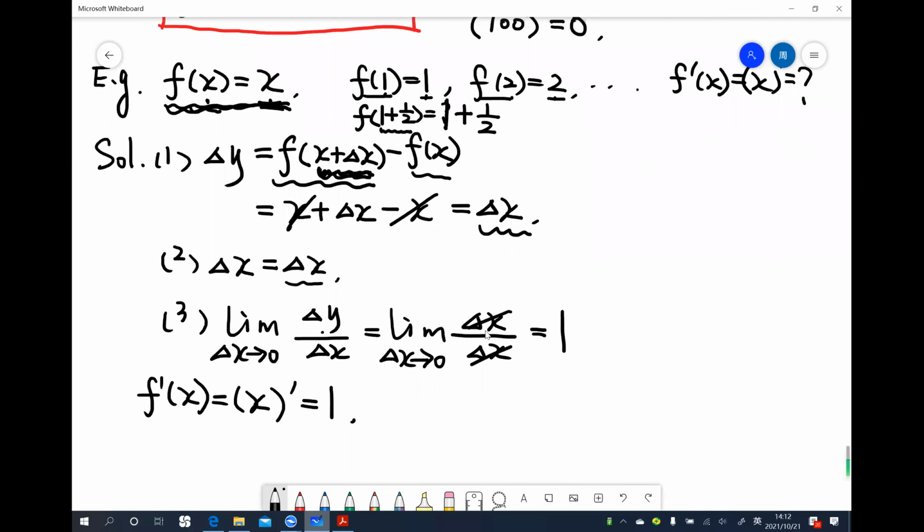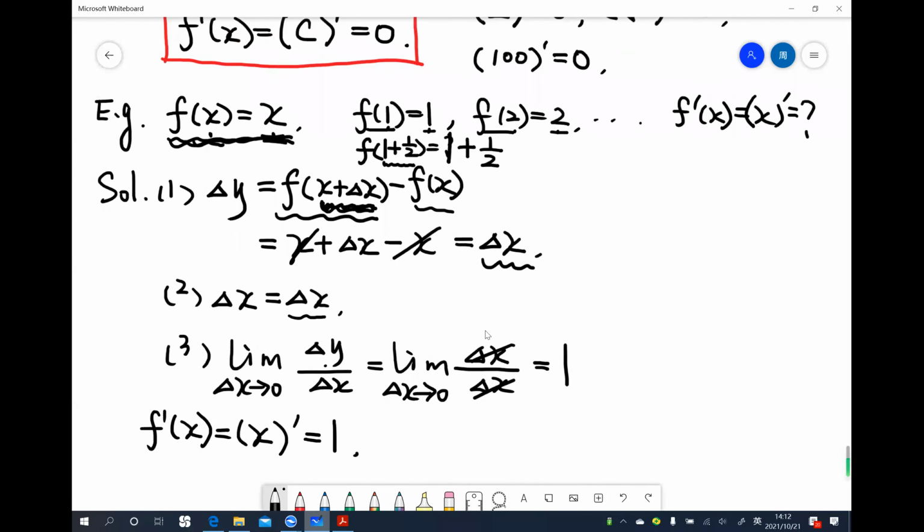So about the second example, any questions?